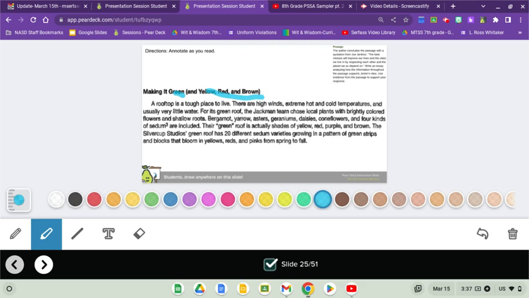A rooftop is a tough place to live. There are high winds, extreme hot and cold temperatures, and usually very little water. For its green roof, the Jackman team chose local plants with brightly colored flowers and shallow roots. Bergamot, yarrow, asters, geraniums, daisies, coneflowers, and 4 kinds of sedum are included. Their green roof is actually shades of yellow, purple, red, and brown. The Silver Cup Studios green roof has 20 different sedum varieties growing in a pattern of green strips and blocks that bloom in yellows, reds, and pinks from spring to fall.